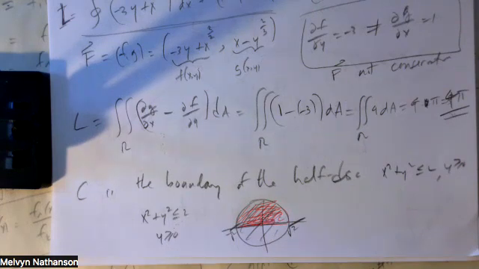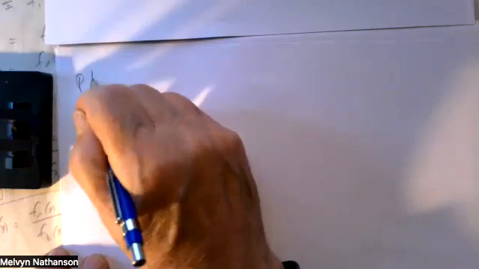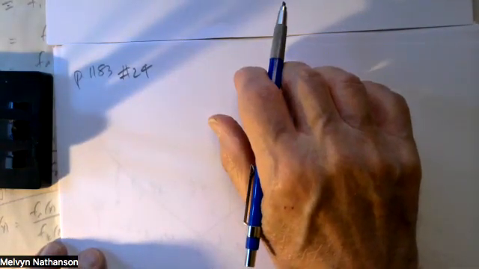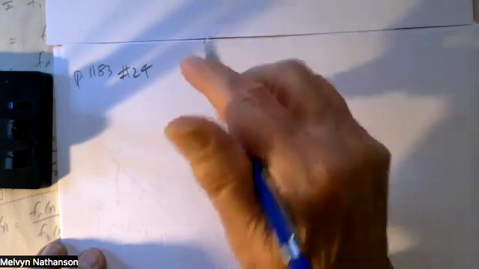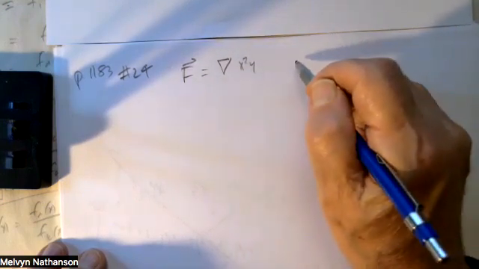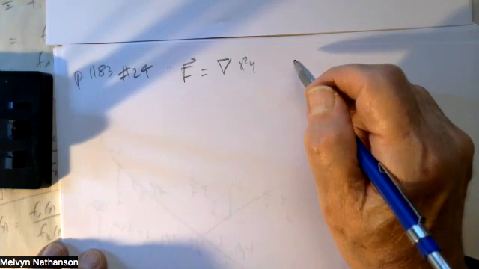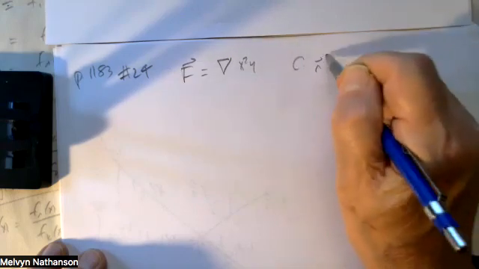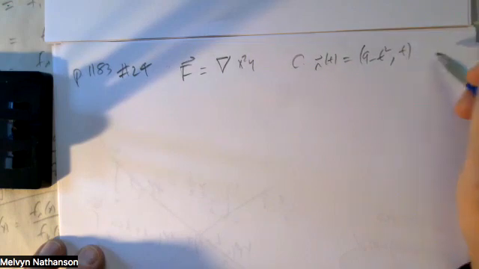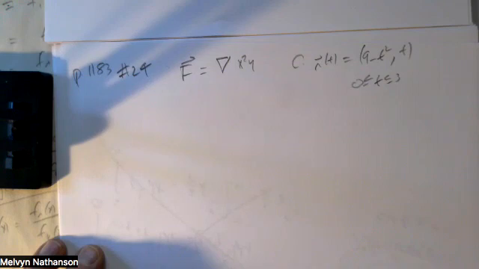Number 24. Chapter 17, this is again page 1183, number 24. To compute a line integral, the vector field F is given as the gradient of the scalar field x squared y, and C is the curve parametrized by r of t equal to 9 minus t squared, t, for t between 0 and 3.